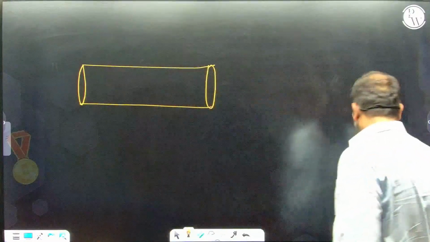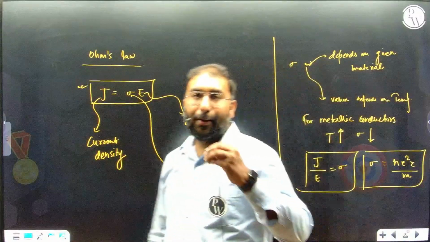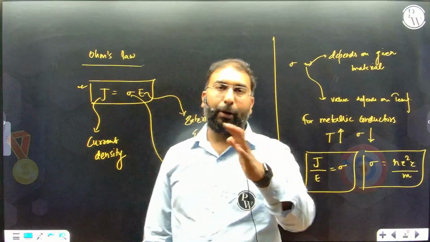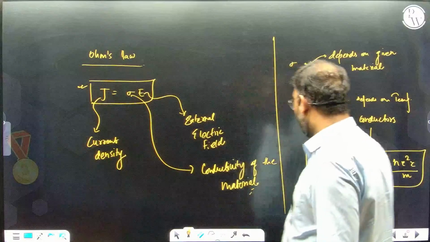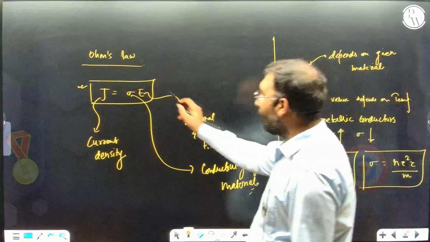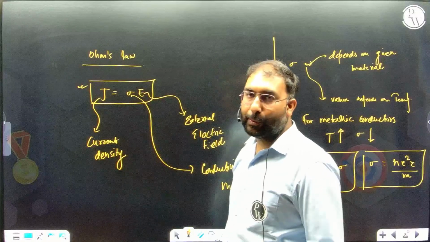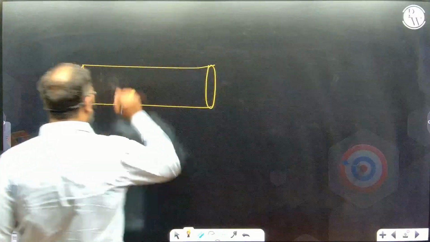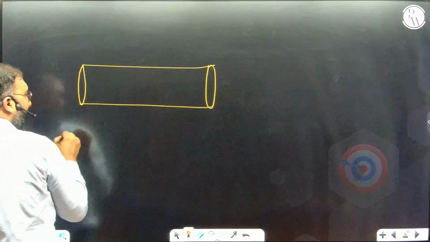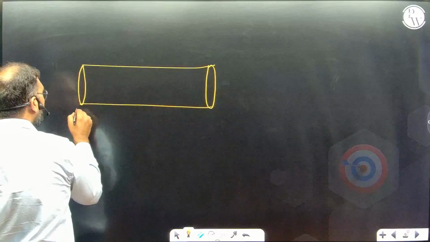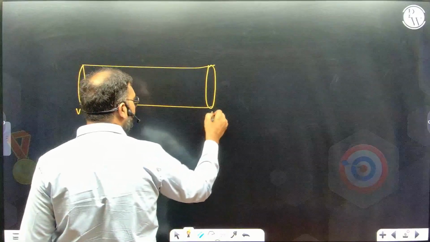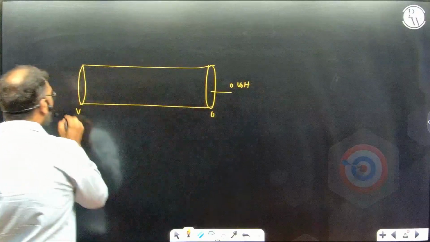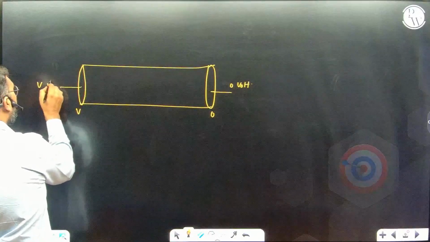You will say that, sir, your Ohm's law equation is different, sir. My equation is different. No, my equation and your equation are the same. I'll derive it for you. So my equation is J equals sigma E, and your equation is V equals IR, but both are the same. I'll show you how. So if you see here, let's say this is your conductor, and let's say the potential here is V, and the potential at this end is 0. This end is maintained at 0 volt. This end is maintained at V volt, okay.